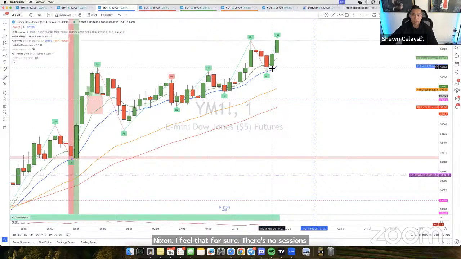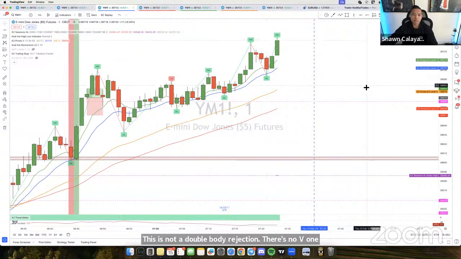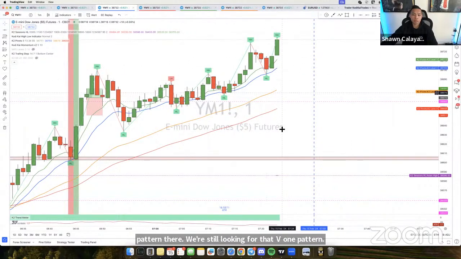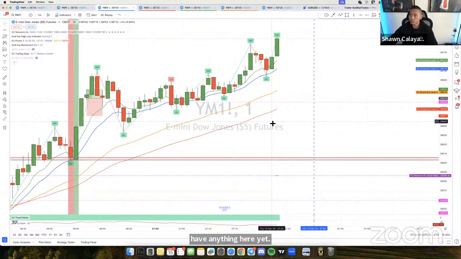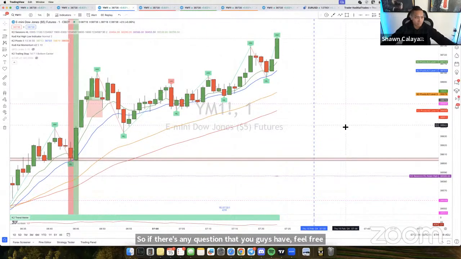All right, so there are no other entries available right now, guys. This is not a double body rejection. There's no V1 pattern there. We're still looking for that V1 pattern. Once we have that, we can start looking for a possible opportunity for entry. But as of now, we just don't have anything here yet. If there are any questions, feel free to put them in the chat. Otherwise, we will continue on with this session. But if we don't get much volatility or opportunity, obviously I'm not going to force anything here.